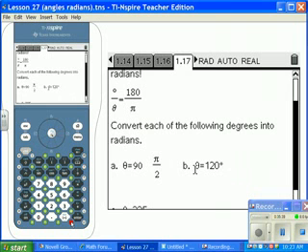Okay, so how am I going to set it up? My formula, degrees over radians, so degrees over radians equals 180 over pi. So how am I going to solve that? Cross multiply. Good.